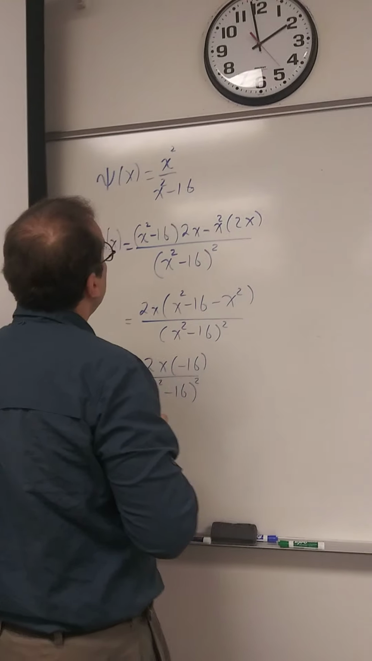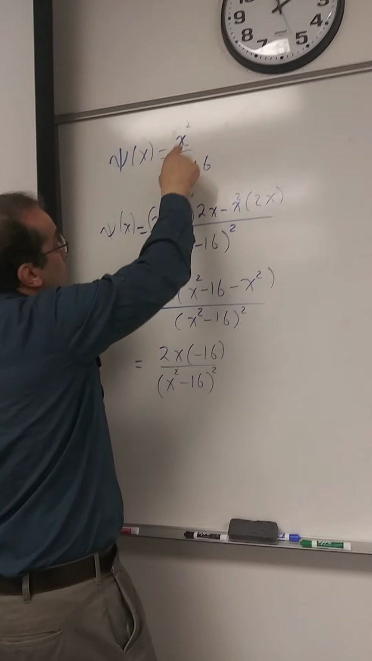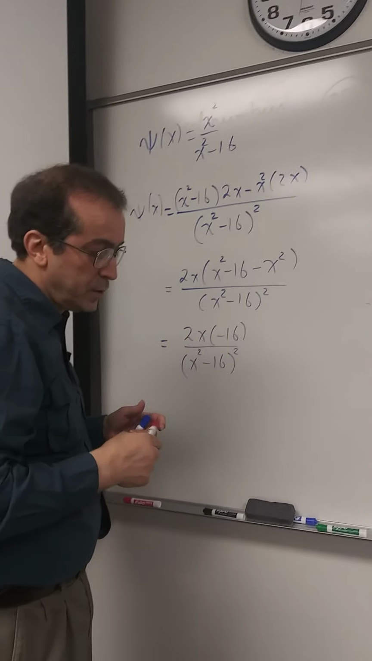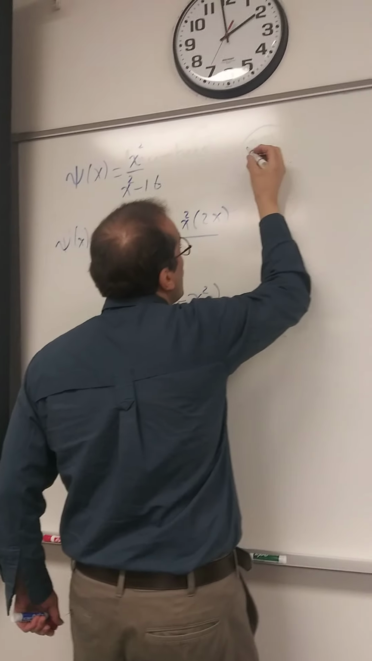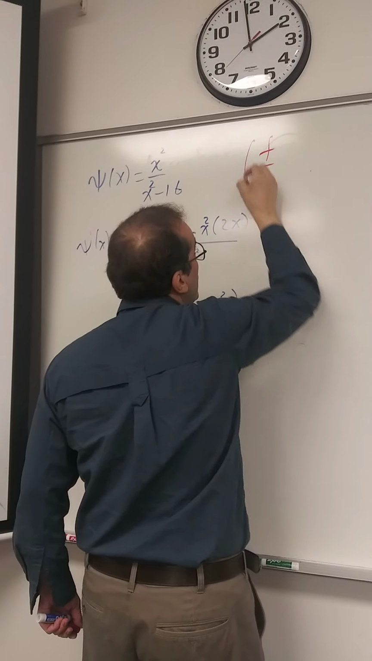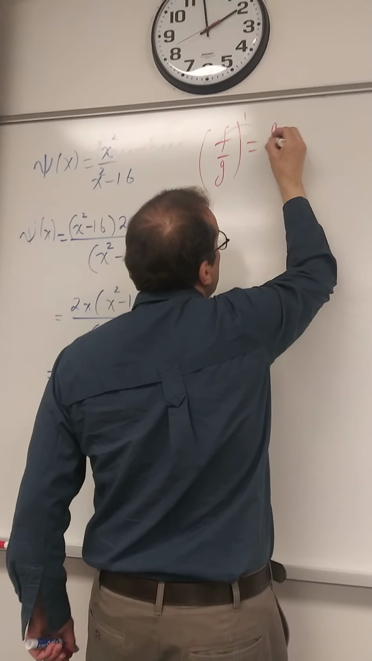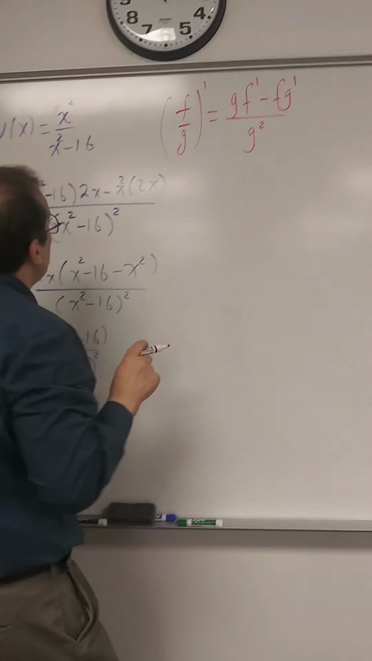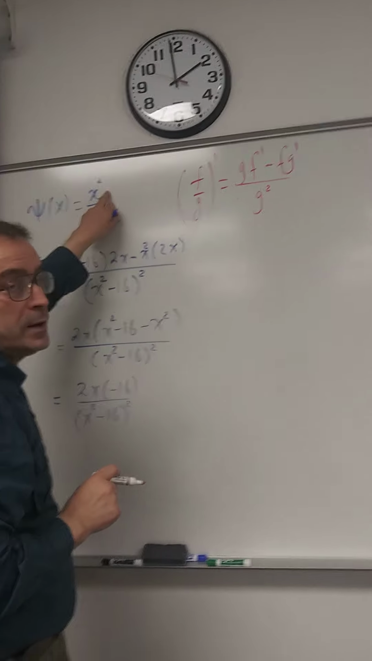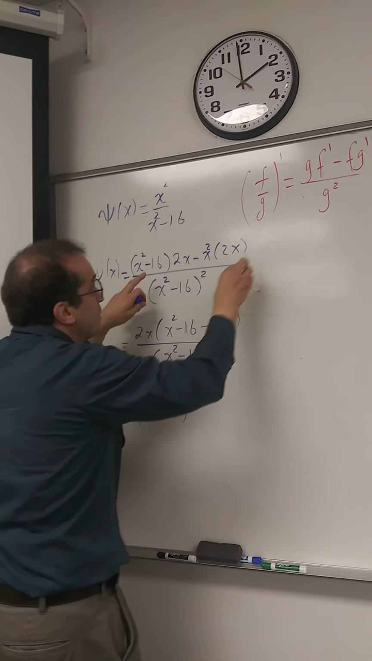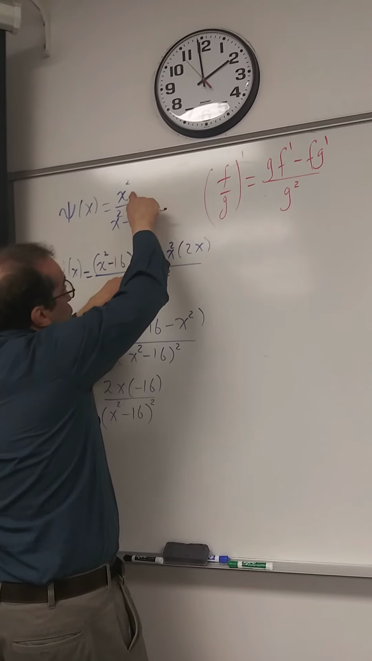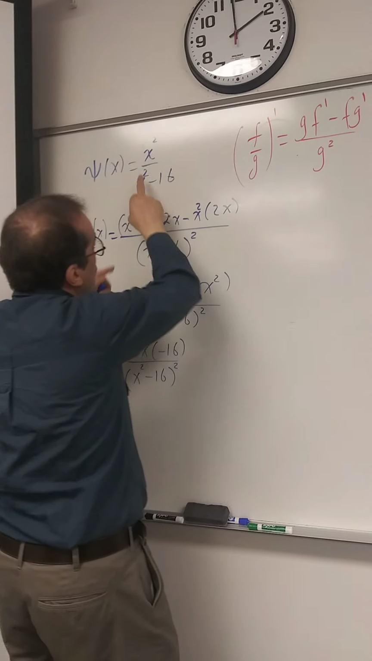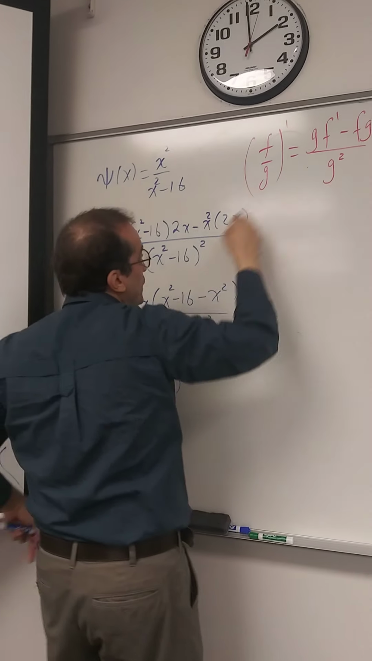In this example here, c(x) = x² over x² − 16. This is a quotient, so we're going to differentiate it using the quotient rule. Let me remind you of the quotient rule. (f/g)' is (g f' − f g') over g². g being x² − 16 and f being x². So it'll be (x² − 16), g, times f', the derivative of x², which is 2x, minus f, the numerator, x², times the derivative of the denominator, which is 2x − 0, over denominator squared.